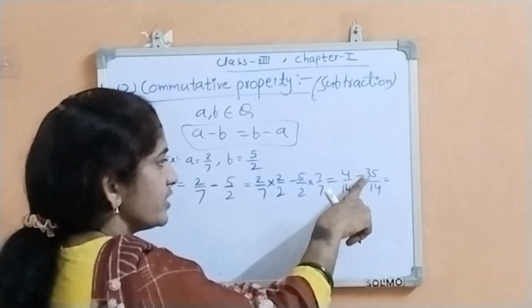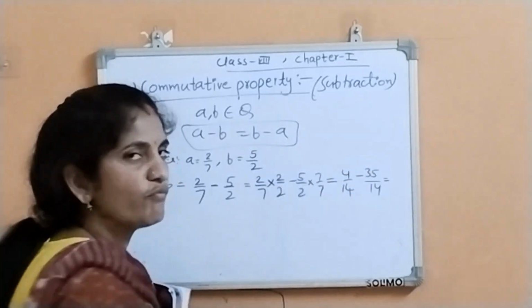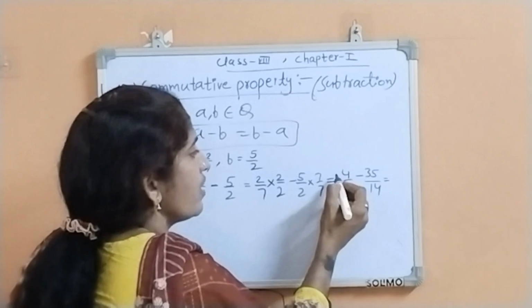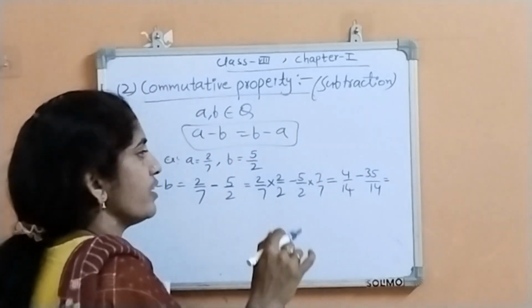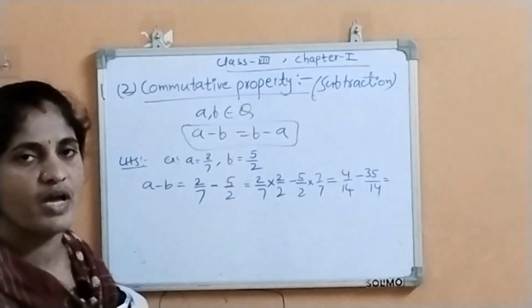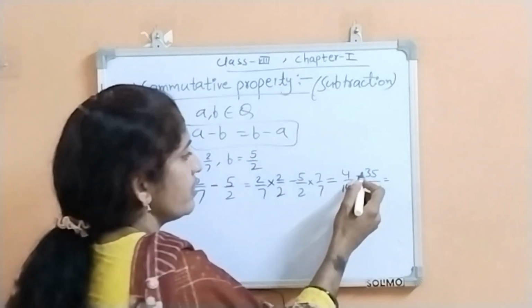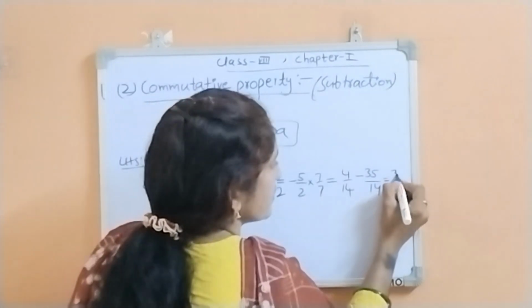If you observe these two, 35 is a bigger number, 4 is a smaller number. 4 is having a positive sign, 35 is having a negative sign. So if different signs are there, we have to subtract. We already learned this. So 35 minus 4 means 31.